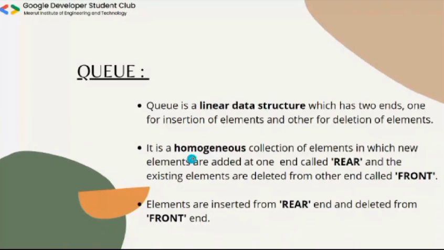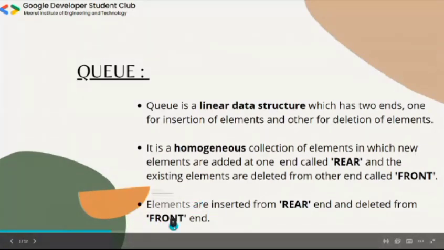The second point is that it is a homogeneous collection of elements in which new elements are added at one end called the rear end, and the existing elements are deleted from the other end called the front end. I told you yesterday that homogeneous means the same type of elements. So a queue stores the same type of element. The end from where deletion is performed is called the front end, and the end where we perform insertion is called the rear end.